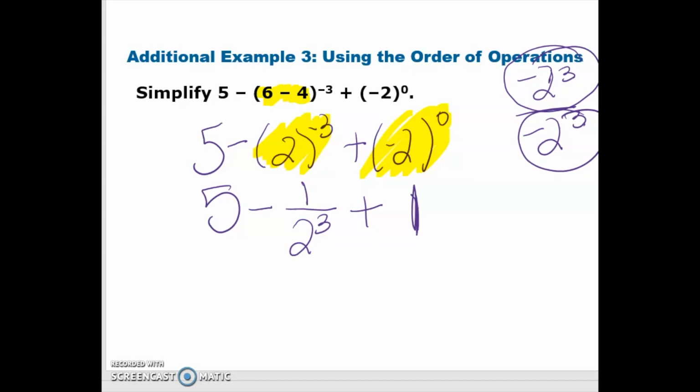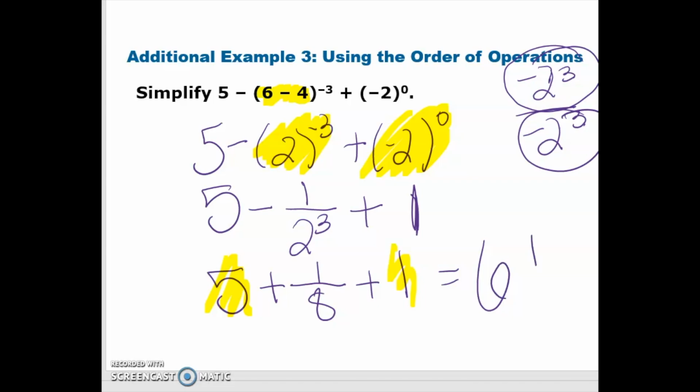So now we're just going to follow order of operations. We have 5 plus 1/8 plus 1. And at this point, we can add in any order. 5 plus 1 is 6, and 6 plus 1/8 is 6 and 1/8. So now we're just starting to tie all those rules together and make sure that we're using all of the exponent properties correctly.